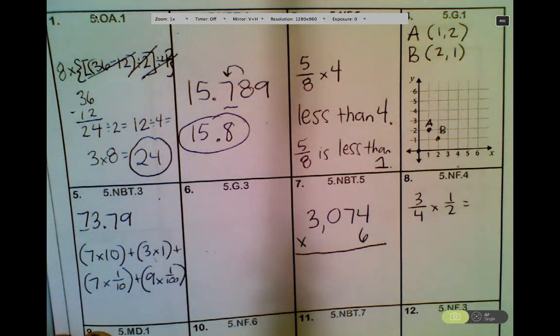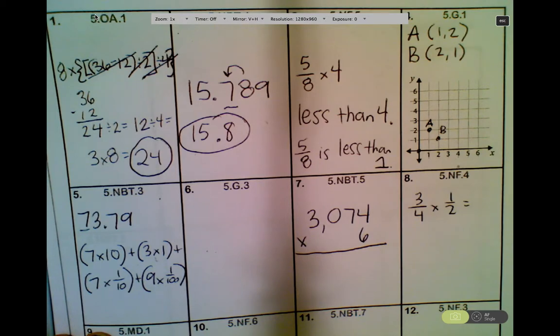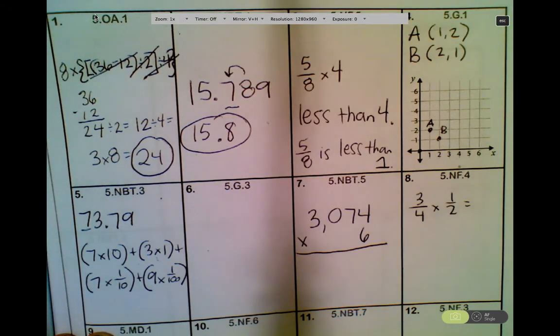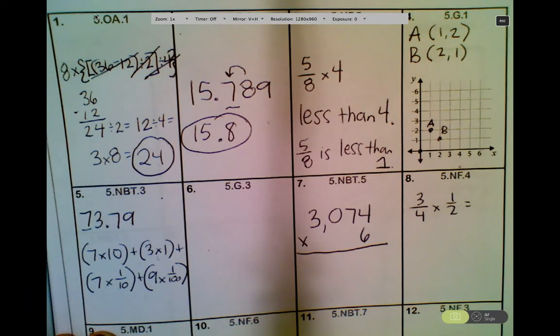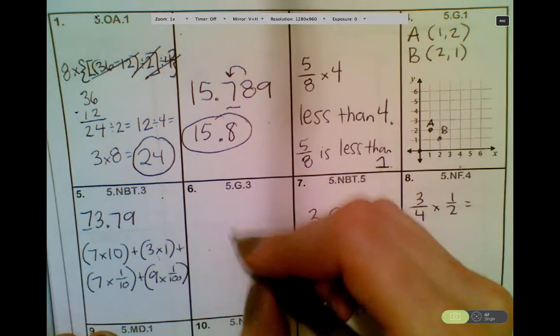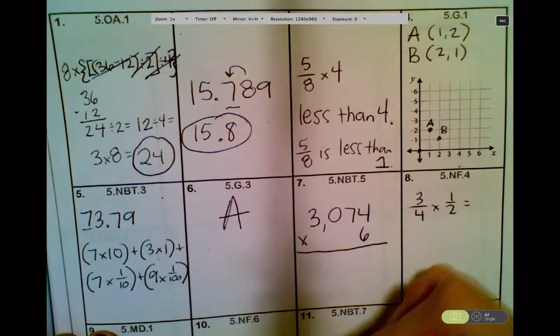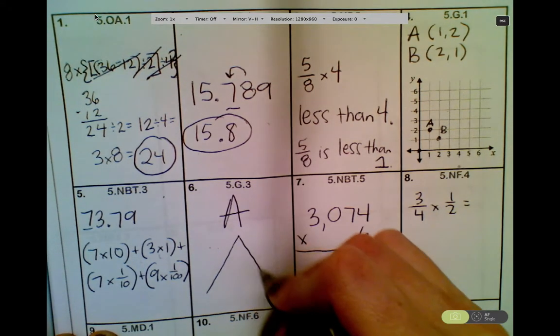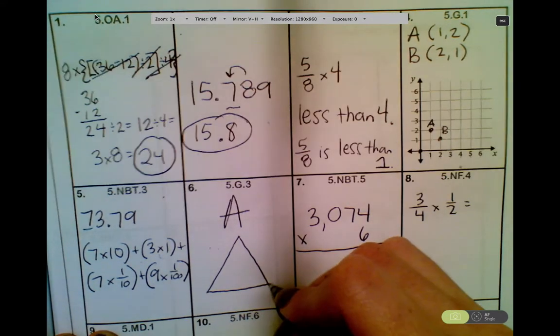Number 6. Which type of triangle is a regular polygon? Remember, in a regular polygon, all sides are the same length and all angles are the same measurement. So your answer is A, equilateral, because an equilateral triangle looks something like this. Not perfect, but something like that.